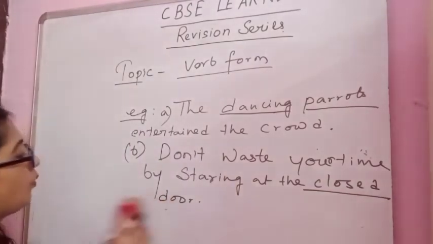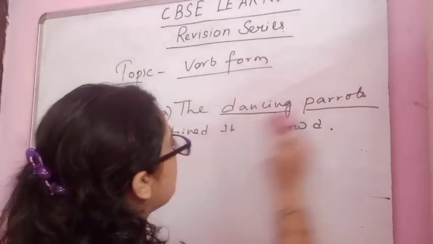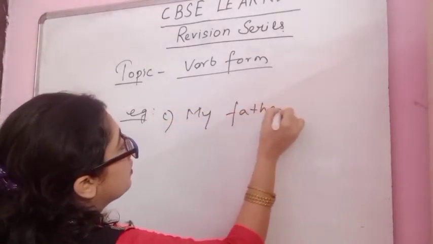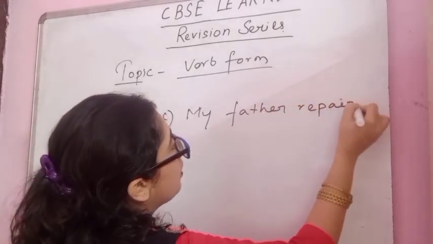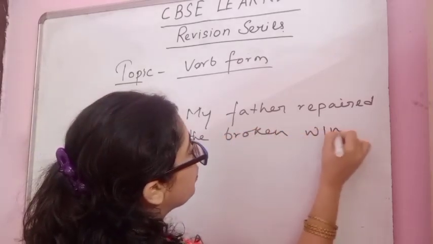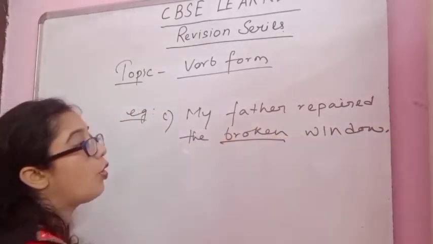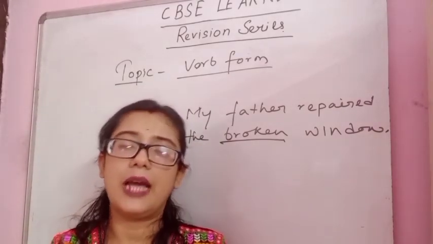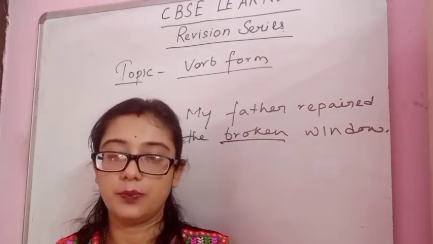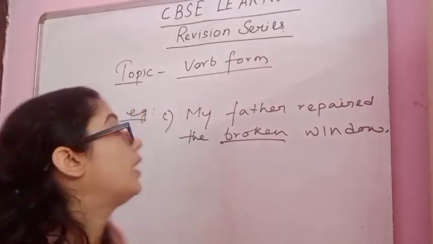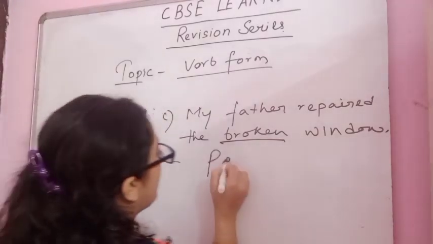Next, one more example I would like to give. My father repaired the broken window. So here see the broken window. What type of window? A broken window. So when participles, either present participle or past participle, act as an adjective in a sentence, they are known as participles.